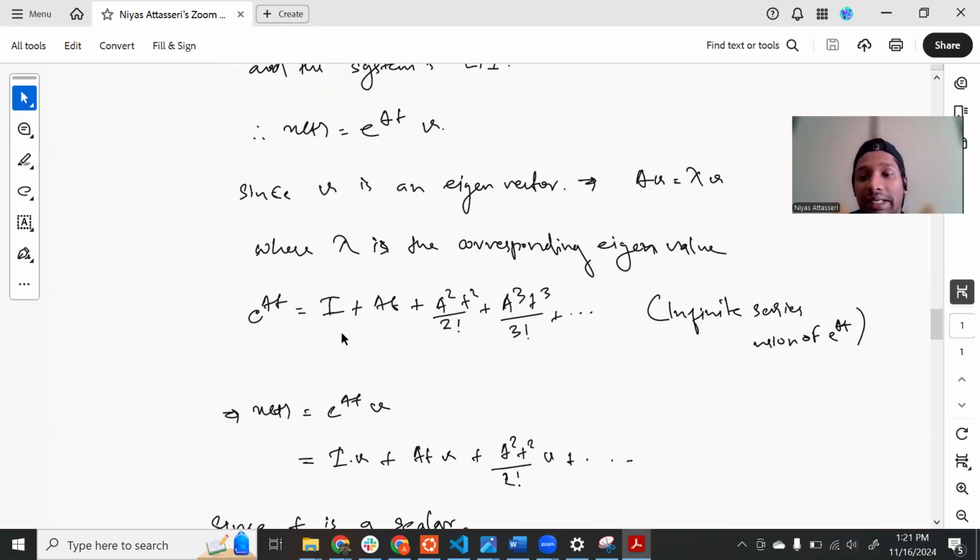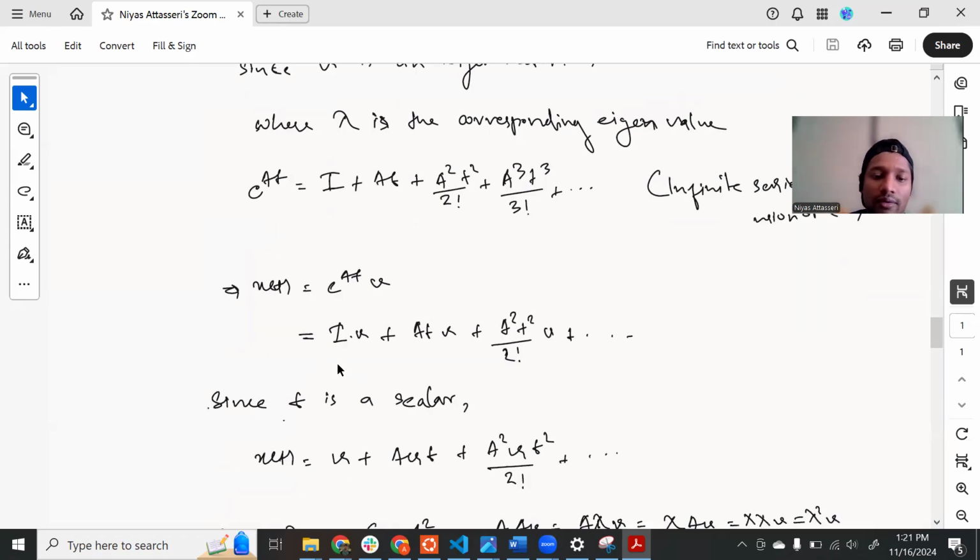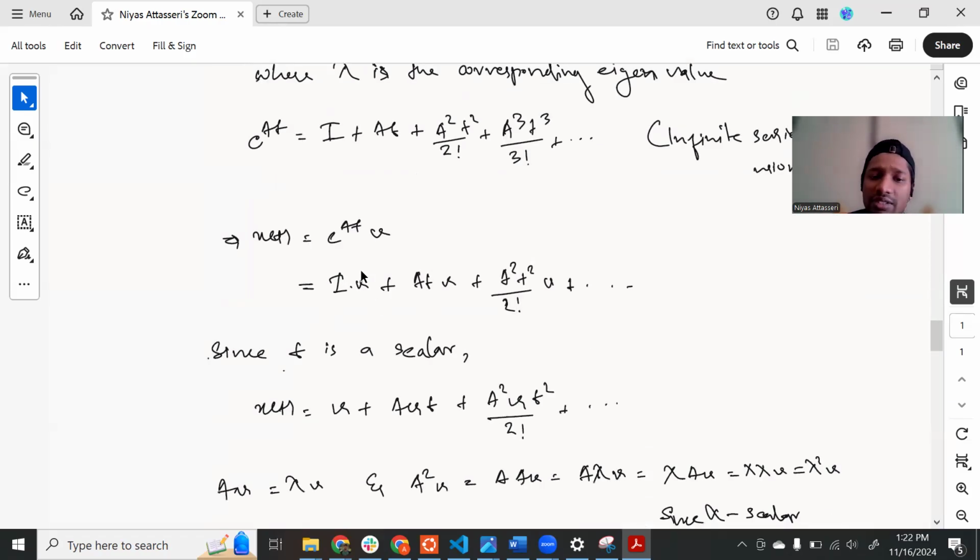Now, e raised to At can be expanded as I plus At plus A square t square divided by 2 factorial plus A cube t cube by 3 factorial plus etc. It's an infinite series expansion of e raised to At. Now, when we multiply it by v on the right side, we get I dot v plus Atv and A square t square by 2 factorial v. Now, let's look at each and every term of this equation.